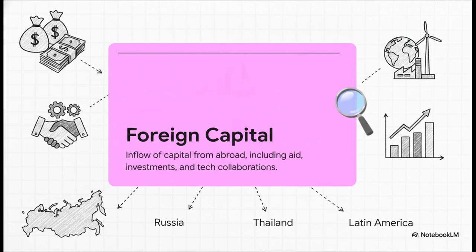with the cash. Honestly, whether you're a developing nation trying to build out your infrastructure or an advanced economy hunting for the next big innovation, supplementing domestic resources with foreign capital is just a global reality. From Russia to Thailand to Latin America, the strategic inflow of these resources absolutely dictates the pace of economic development.